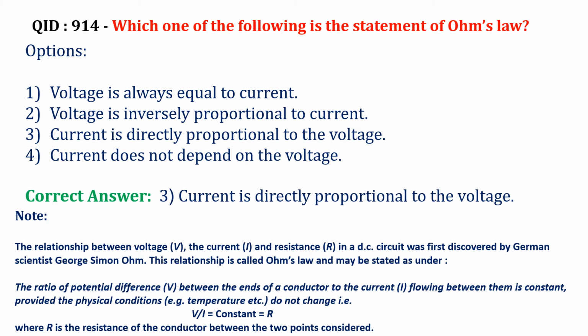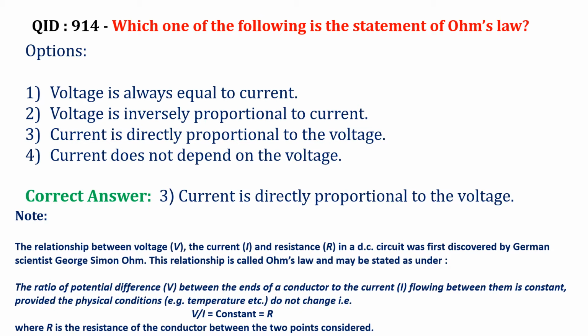The relationship between the voltage, current and the resistance in a DC circuit was first discovered by the German scientist George Simon Ohm. The relationship is called Ohm's law. It is stated as the ratio of potential difference between the two ends of a conductor to the current flowing between them is a constant. That is, V by I is equal to constant at constant temperature, or we can say the physical conditions do not change.